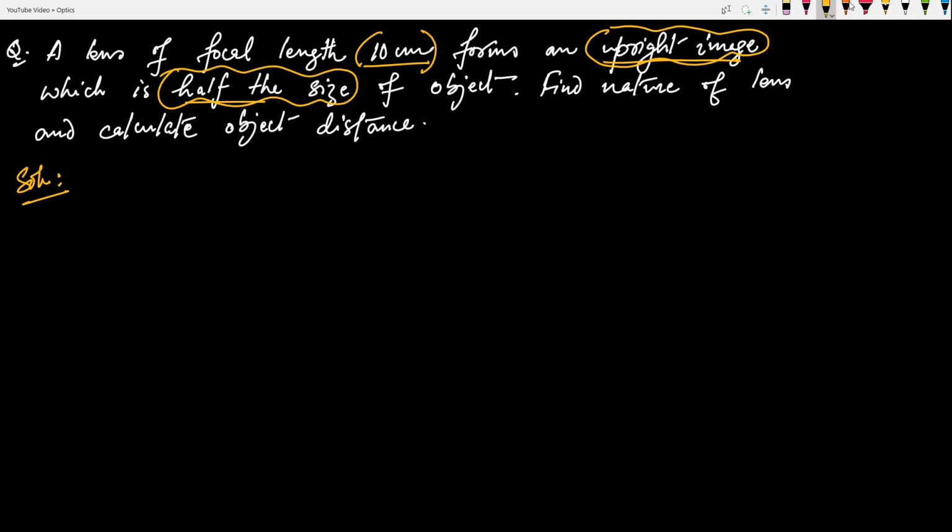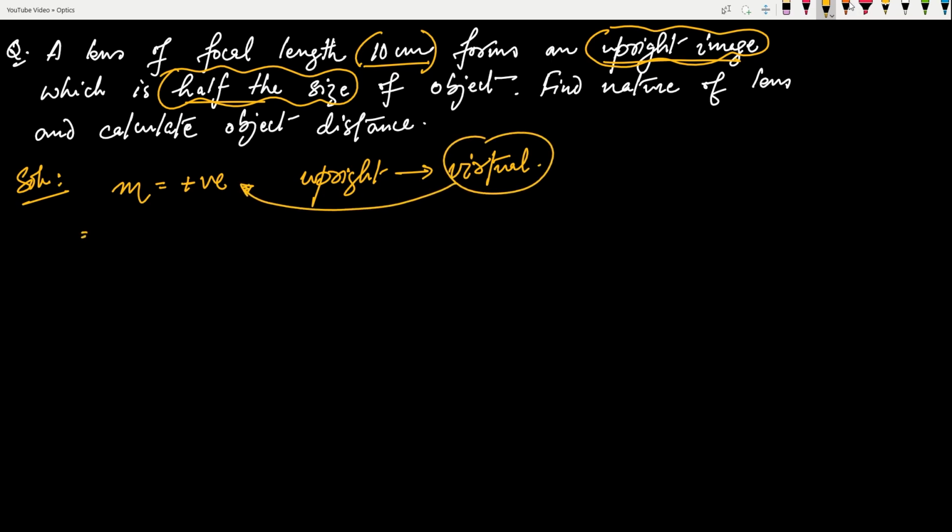So let's see. First of all, since the image is upright, magnification has to be positive. Why? Because if the image is upright, then we know the image is always a virtual image. And if the image is virtual, then magnification is always positive. Therefore, m is equal to v by u, and the magnification is given to be half because the image is half the size of the object. So plus half, since magnification is positive because of the virtual image, is equal to v by u, or we can say that v is equal to half u.